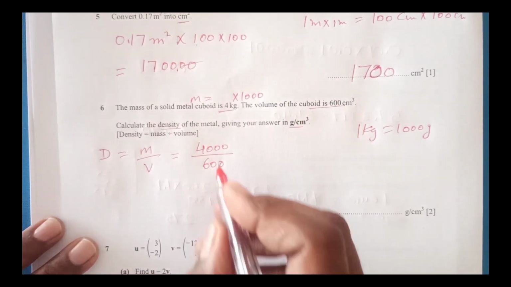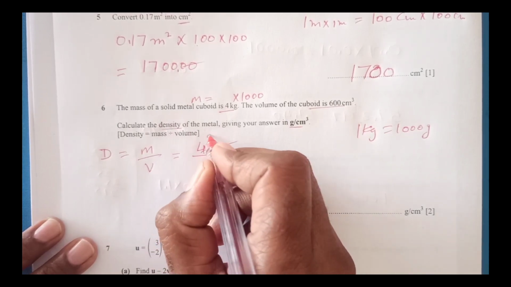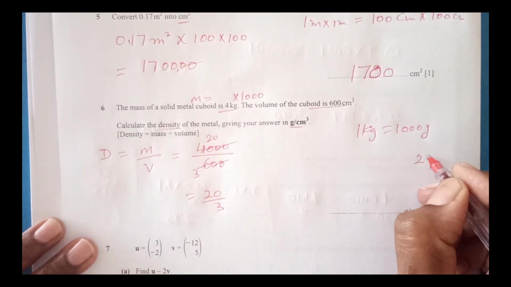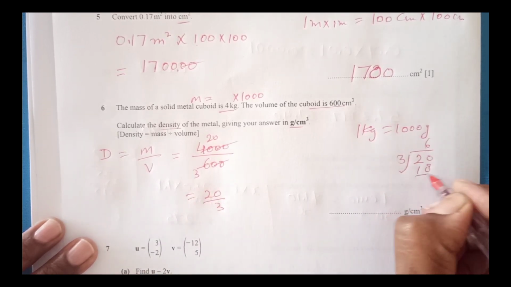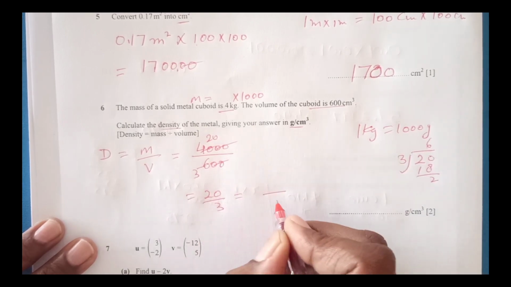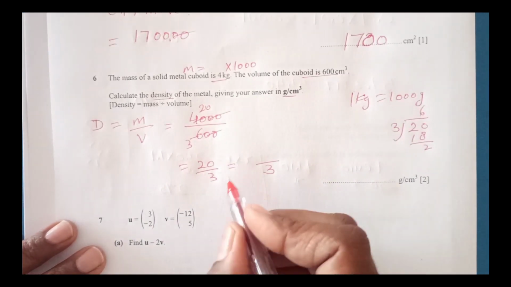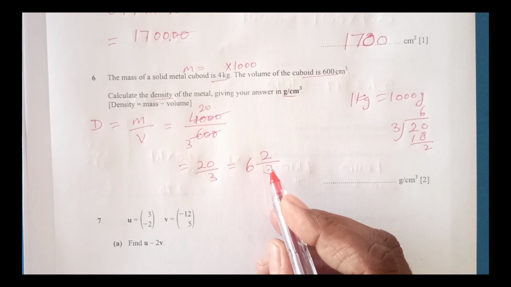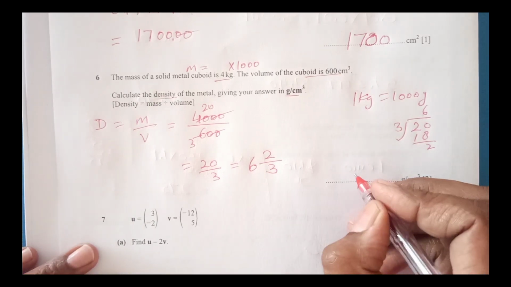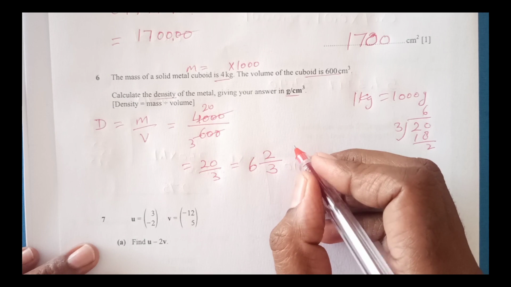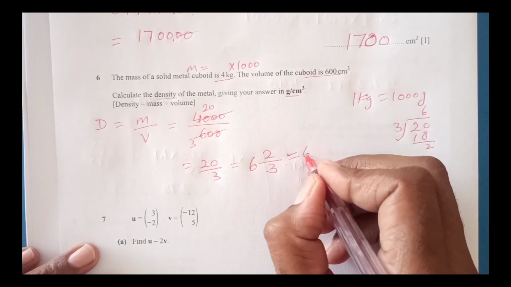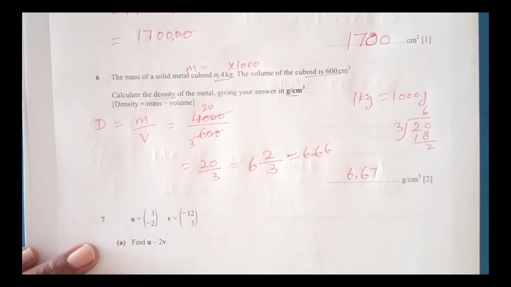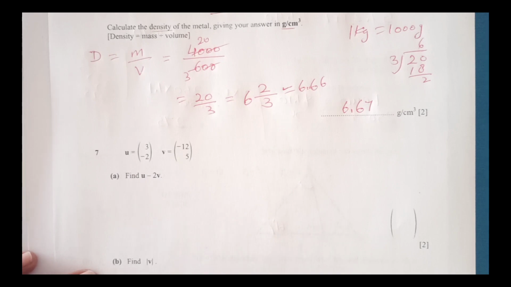Okay, now just simplify. 2 zeros are gone, 2 times 2, so we have 20 over 3. When you divide 20 by 3, 3 times 6 is 18, so 2 is the remainder, and the denominator remains as the denominator here, 3. The remainder goes up here, 6 2 over 3 is the final answer. Or you can even write it in decimals, so that is equal to 6.66, we can say 6.67 gram per centimeter cube, right?